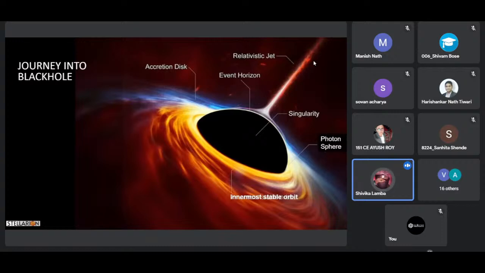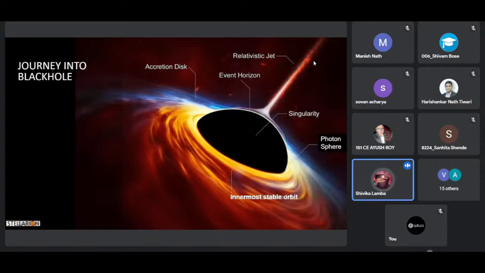Since general relativity states that nothing can travel faster than the speed of light, nothing inside the event horizon can cross the boundary and escape beyond it, including light. So therefore, anything that enters the black hole cannot be observed from outside the event horizon.